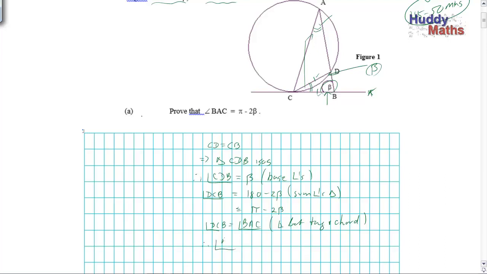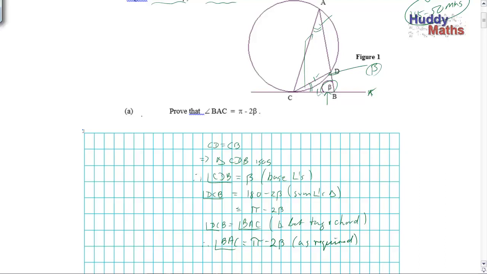Therefore, angle BAC is pi minus 2 beta, as required. So I've used each piece of information and got to our solution there. And that's an important strategy. Perhaps start with making sure you're using each piece of information and then working towards the angle you want.